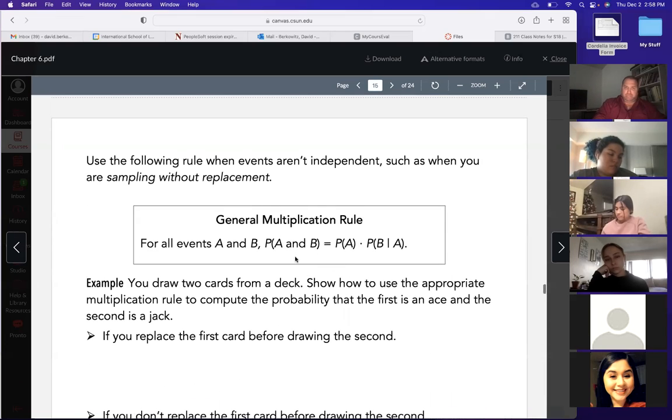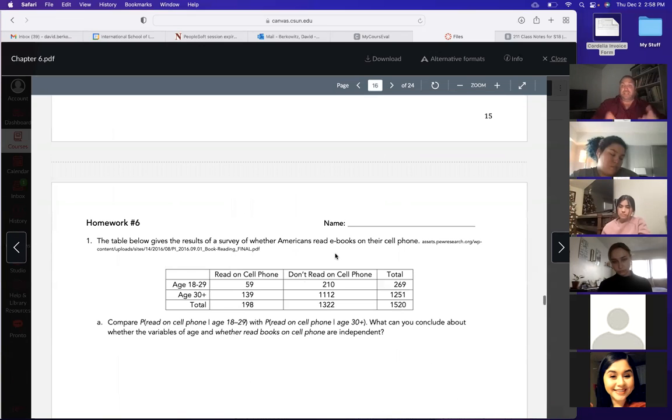So what's the likelihood of A and B if they're not independent? It's the likelihood of the first one, 5 out of 10 in our case, times the likelihood of the second one, given that the first one has occurred, which in our case was 4 out of 9, and you go down the line, and that takes us to the end of homework number 6.